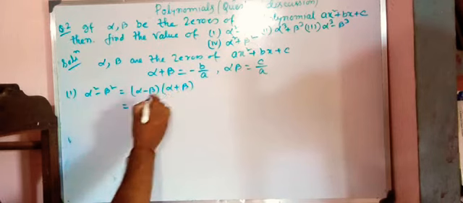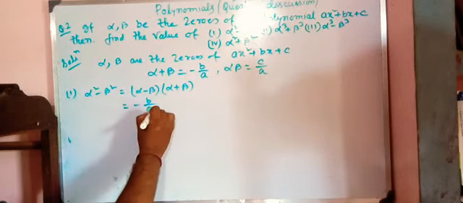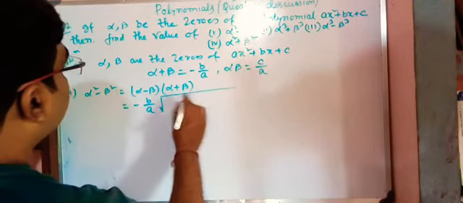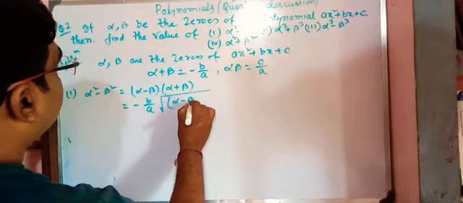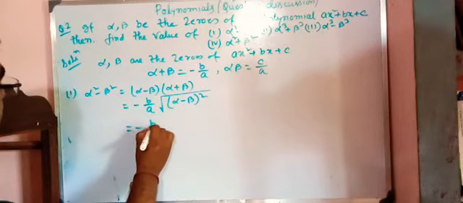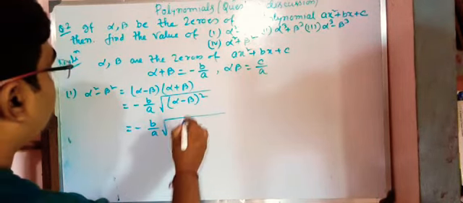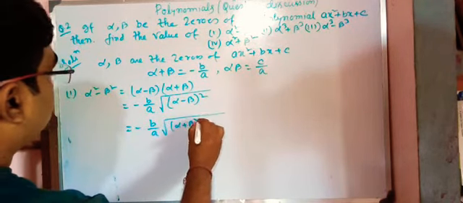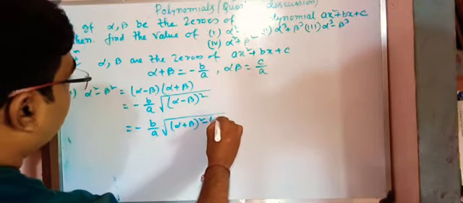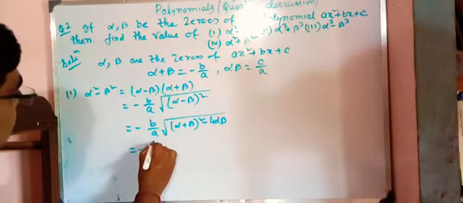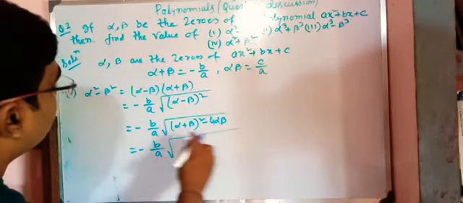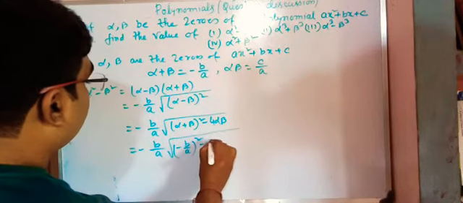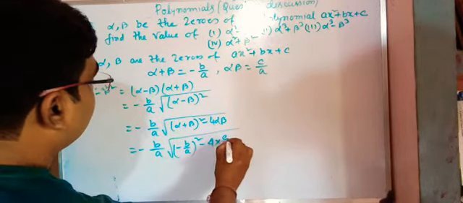Now alpha plus beta is minus b by a, we have already written that, and alpha minus beta can be written as the root under of alpha minus beta whole square. So that's equal to minus b by a root under of, this can be written as alpha plus beta whole square minus 4 alpha beta, that is minus b by a root under of alpha plus beta, minus b by a whole square minus 4 into alpha beta, c by a.